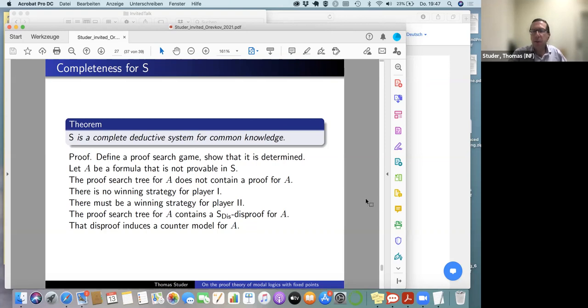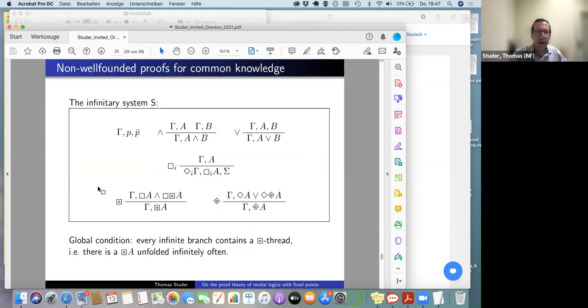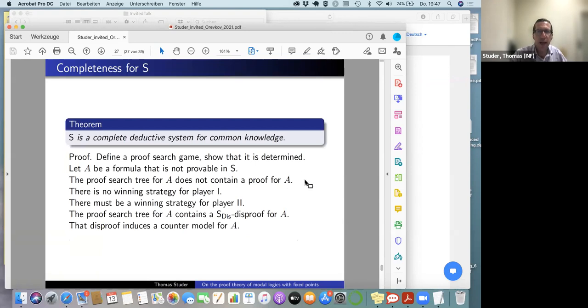And a similar approach also works for the modal mu calculus, exactly the same idea, which is to unfold the fixed points. The global condition will be a bit more complicated because of the interleaved fixed points that are possible there. But still, it is simple enough so that the game is determined and you get the completeness proof in a similar way.